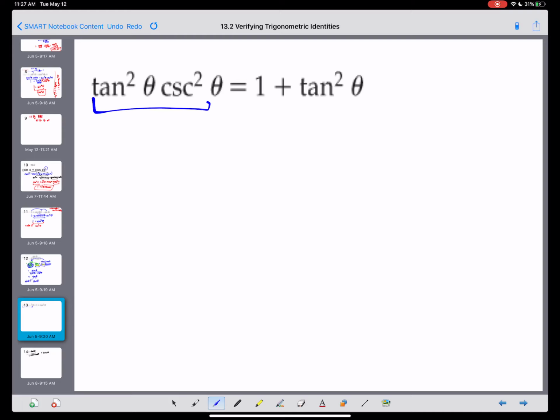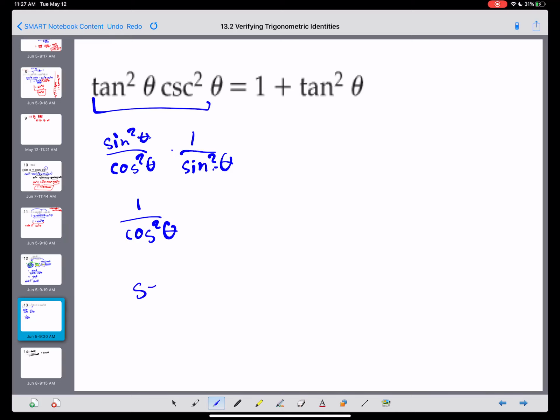Here I want to convert everything so I get tangent squared over cosecant squared. Tangent squared is sine squared over cosine squared times 1 over sine squared. If I notice what happens here, these two things cancel out. So I get 1 over cosine squared.